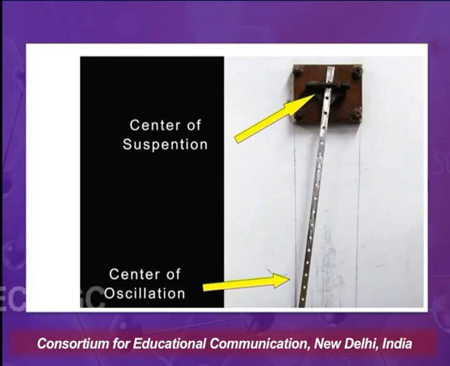So this is the exact figure in lab. You are able to see here, one is the rigid support and the bar is also there. The top point is the center of suspension. With the help of that, you can hang that bar in lab, and then the center of oscillation. So what you have to do, the top portion you can say is the A side, and the bottom side you can assume is the B side.